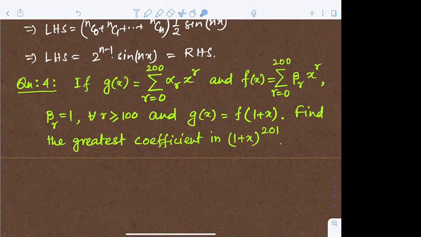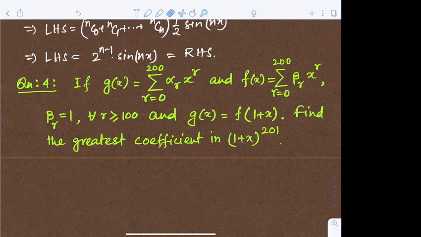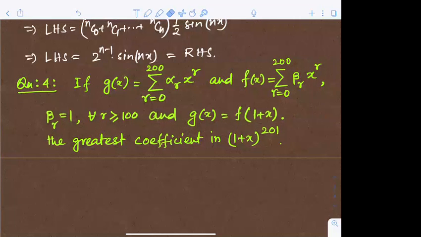201C100. That will be the term that is the greatest coefficient that will come here. So that should be the answer. But here some other information is given. So the answer should actually be in terms of alpha. So this question should be put in this way. Show that the greatest coefficient of this is alpha 100. So you have to show this, then it will be better.